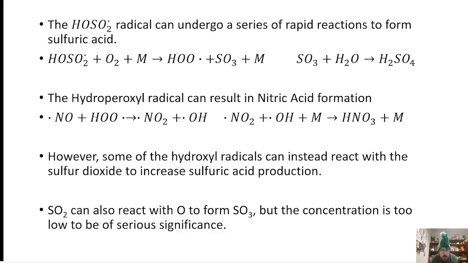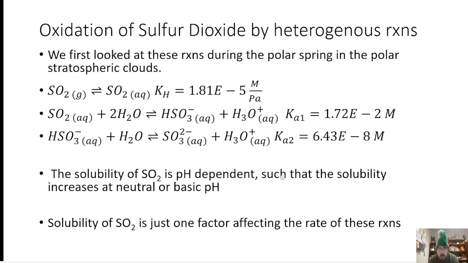The SO2 can also react with monooxygen to form sulfur trioxide. But under tropospheric conditions, the monooxygen is so low that it doesn't really contribute by much.